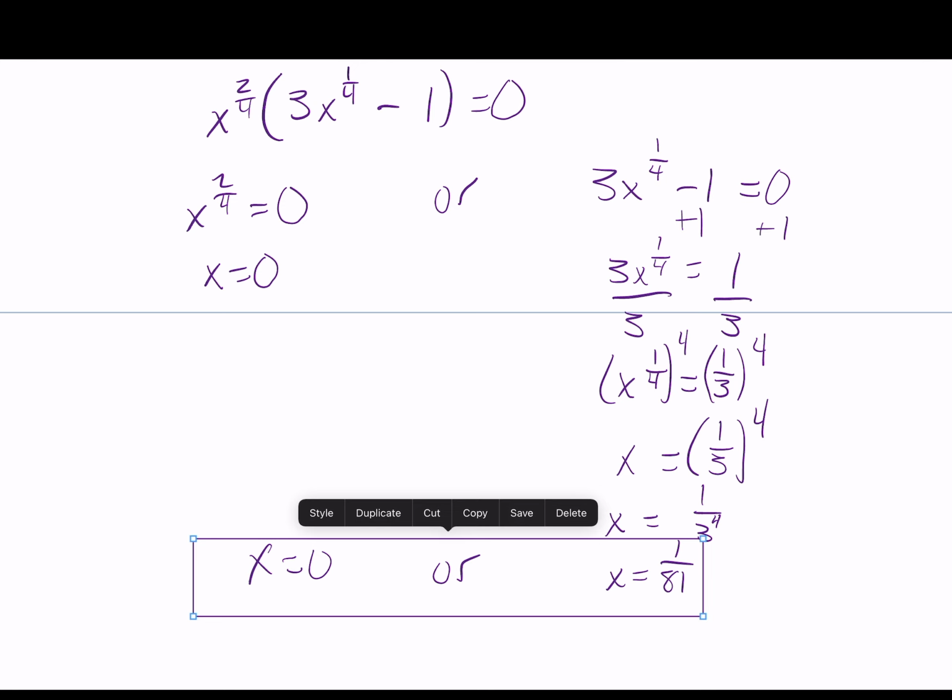So you'll probably want to practice this, but remember, when you're factoring out a rational exponent, you need to factor out the lowest exponent. Let's do a different example.